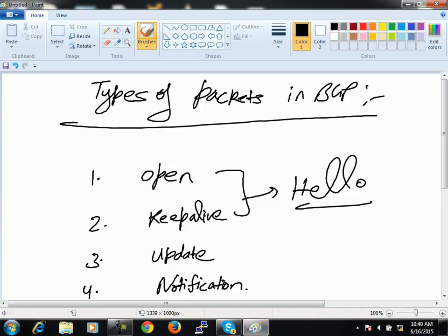Like in EIGRP and OSPF, we had hello packets. And what was the role of hello packets in EIGRP and OSPF? To discover a neighbor and also to maintain the neighborship, because hellos were also used as keepalive messages. The work done by hello packets for EIGRP and OSPF will be performed by open and keepalive messages in BGP. Combined, open and keepalive are the same as hello packets for IGPs, like EIGRP as well as OSPF.